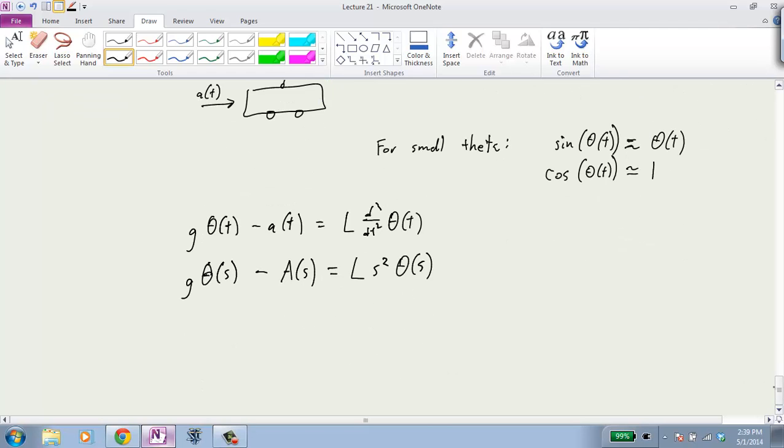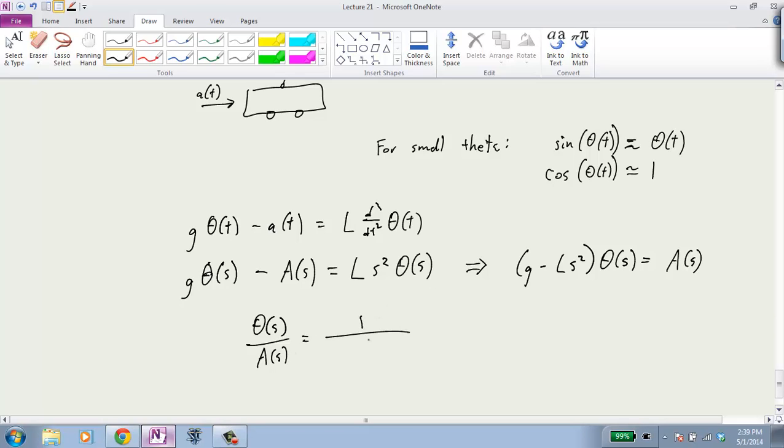And here what we'd like to do is move stuff over. We get g minus L s squared theta of s equals A of s. And finally, theta over A of s equals 1 over g minus L s squared.